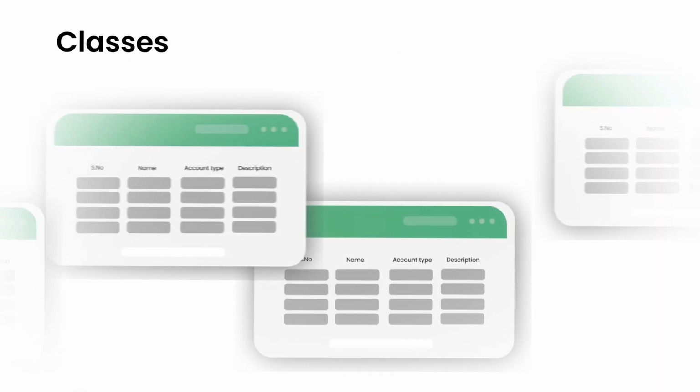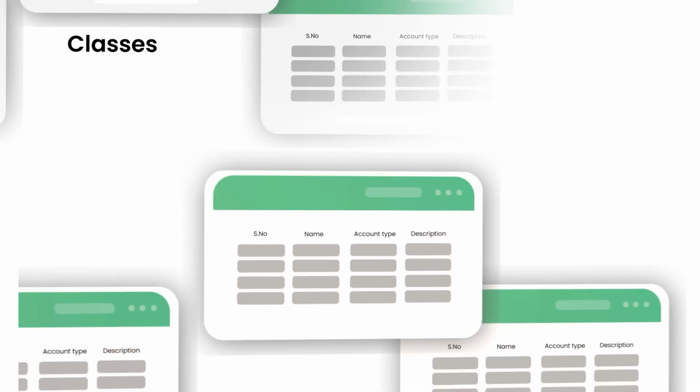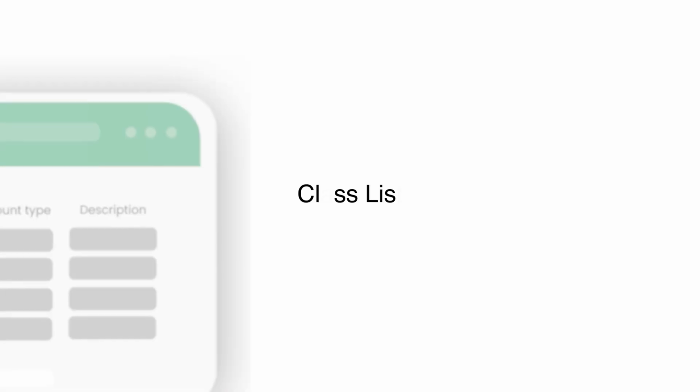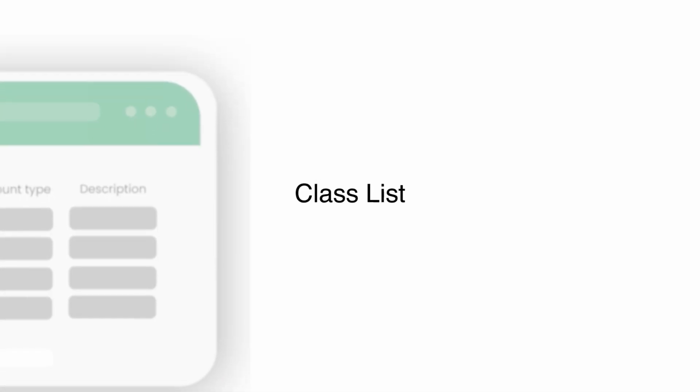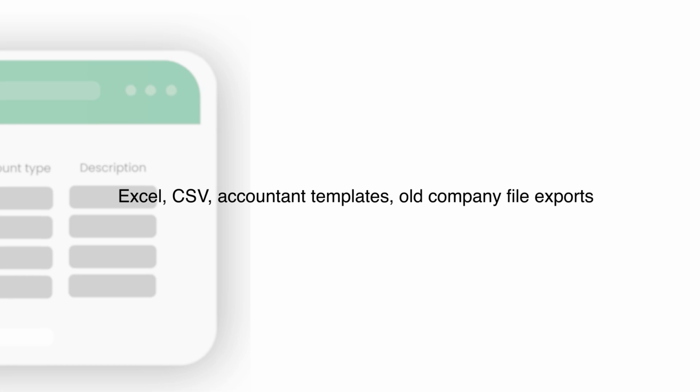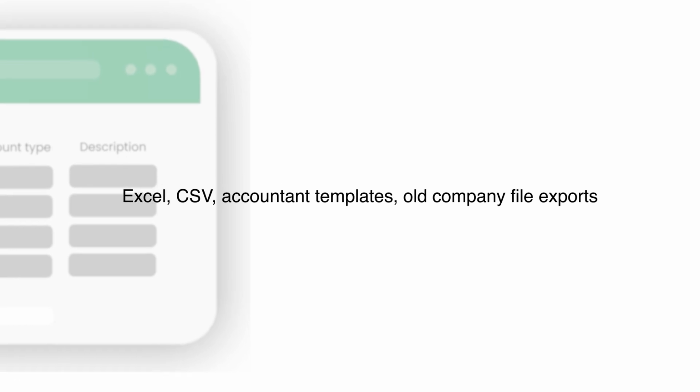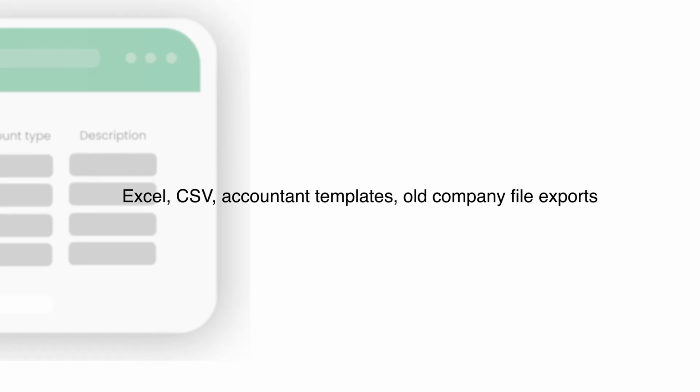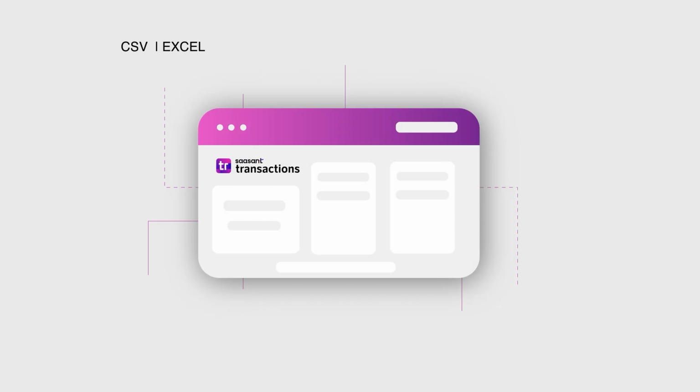Creating classes one by one in QuickBooks Desktop can take time, especially when your class list is already prepared in Excel, CSV, accountant templates, old company file exports, or another system. This is common when you track departments, locations, projects, divisions, or profit centers using classes in QuickBooks Desktop.